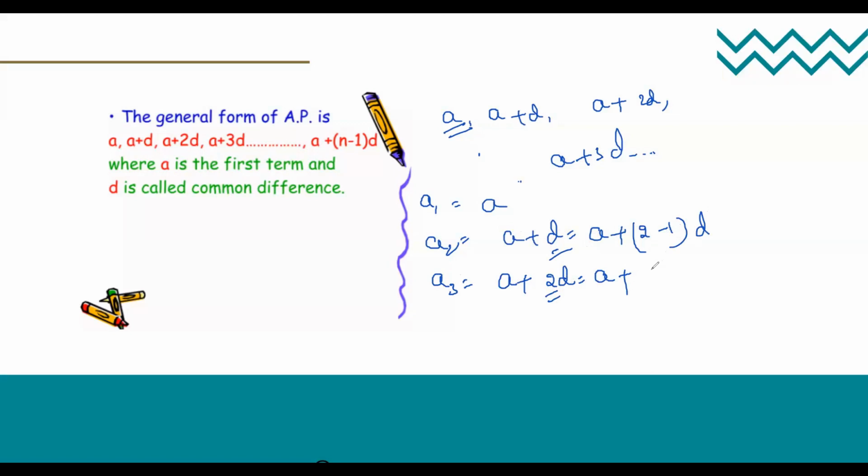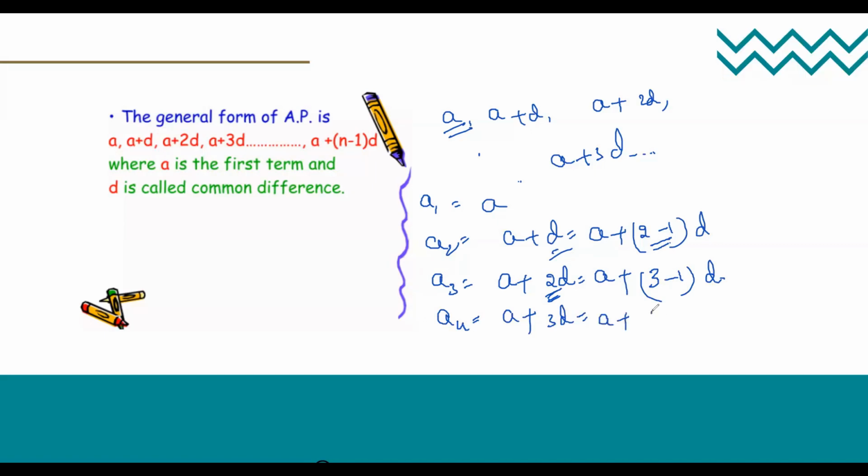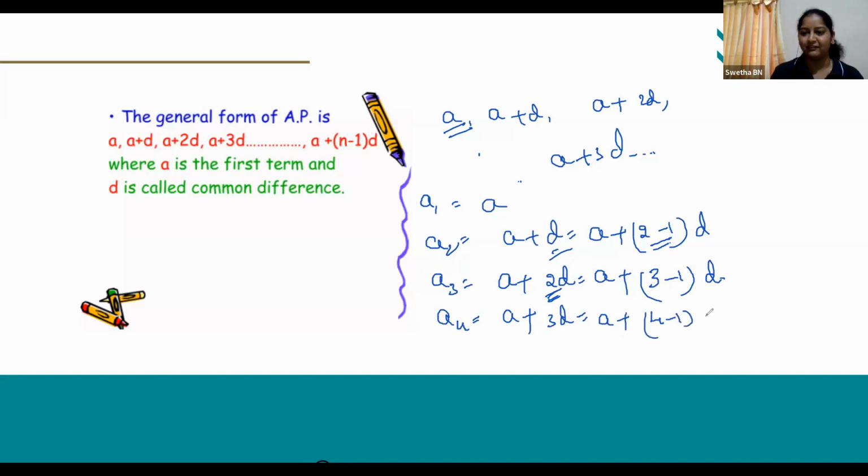Ma'am, 4 minus 2. 4 minus 2, not 4. How can you write? It is 2 minus 1, right? No, 2 minus 1 is 1. Here you have to write 3 minus 1. 3 minus 1 is 2. Okay. How will you write for A4? A plus, tell me, Panchami, how will you write this? 4 minus 1. Okay. You unmute and speak, Panchami.